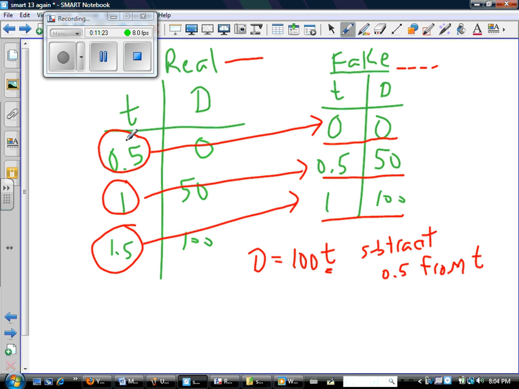So do you see what I mean? Her real time at 0.5 was her real distance of 0. So if I wanted to use this equation, I could say, well, take her time, subtract half an hour, and you'll figure out where she is using this equation. And that gives us this.